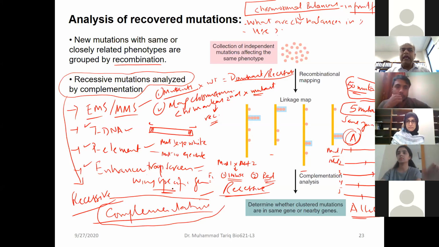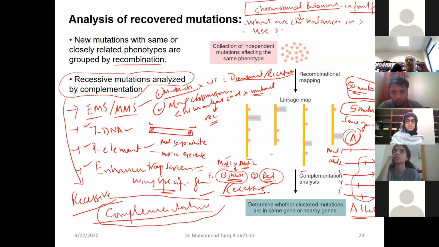So here, when it's white, complementation is not taking place. When it's red, complementation is taking place. They both are recessive. If they are alleles of the same gene and they remain white, it means complementation is not taking place. And if the eyes turn out to be red, it means mutant 1 and mutant 2 are mutants in different genes, and now complementation is taking place. So you should go back and read about this.